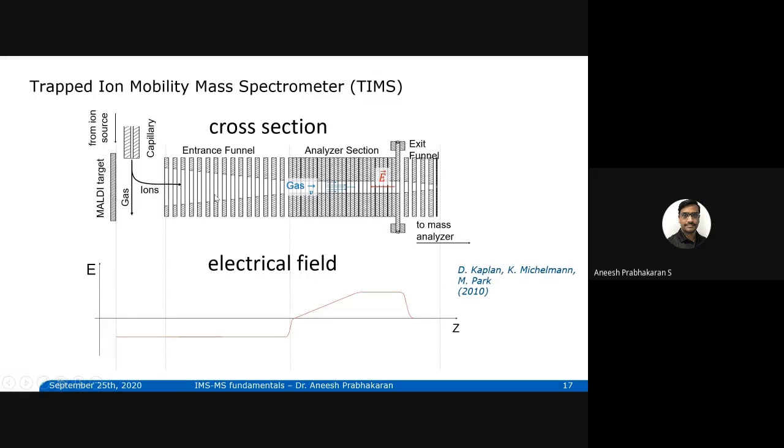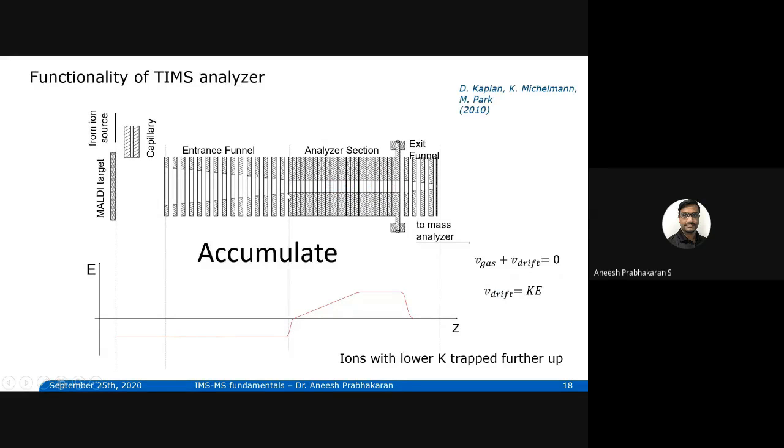How does it work? What is the specialty of the device? This device has a gas flow in the forward direction and an electric field in the backward direction. When the gas tries to take the ions in the forward direction, the electric field will oppose the ions. The gas will take all the ions independent of their mobility in this direction, but the electric field tries to separate them in the opposite direction. We'll see how it is. So it has two phases.